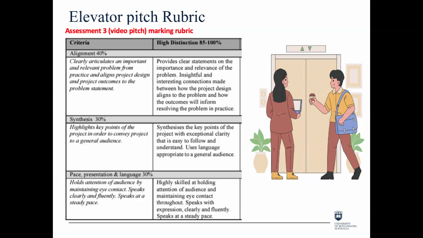And then pace, presentation, and language is worth 30%. So I just want you to hold the attention of the audience by maintaining eye contact. That's obviously just looking at the screen or the camera. Speak clearly and fluently, and speak at a steady pace. So for a high distinction, I would want to see that you're highly skilled in holding the attention of the audience, maintaining eye contact throughout, and speaking with expression clearly and fluently and at a steady pace. So does anyone have any questions about that one before we go on?